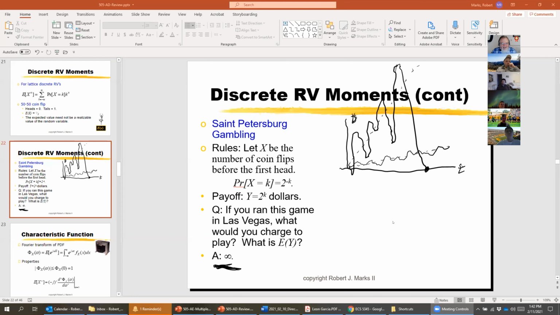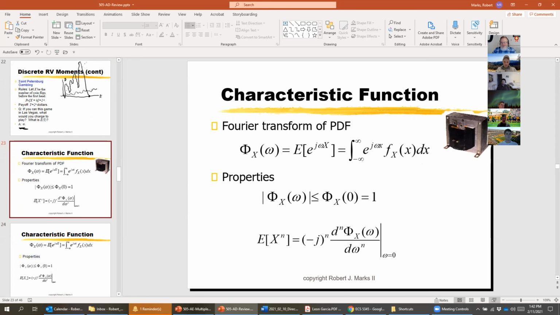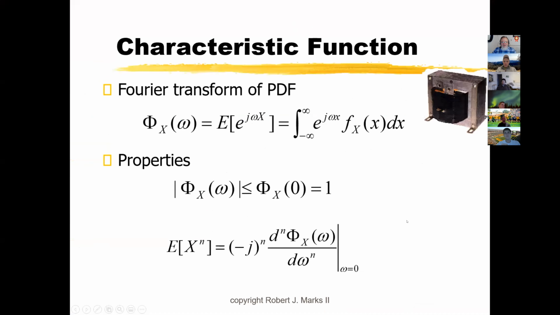I say this because that's the next topic. If you don't know what to do with a probability density function, you take a Fourier transform. And that is referred to as the characteristic function. And this is an example of a characteristic function. It is the expected value of e to the j omega x. Now, the expected value of e to the j omega x is written as the integral. This is your g of x, if you will.